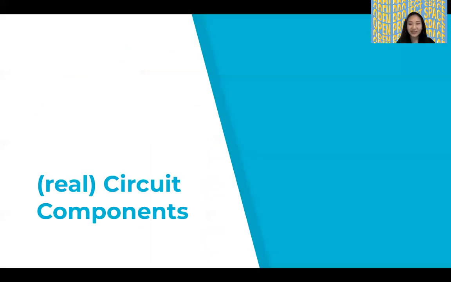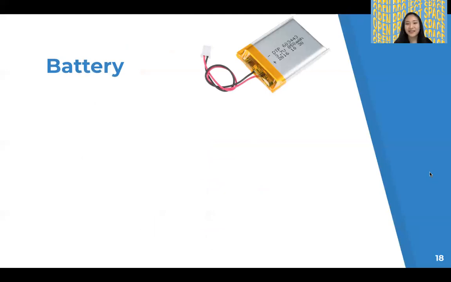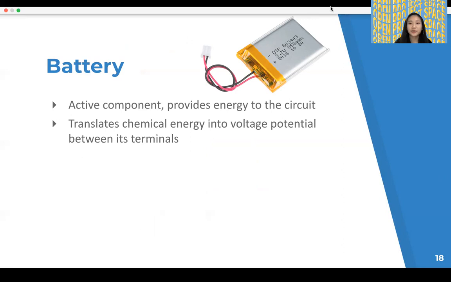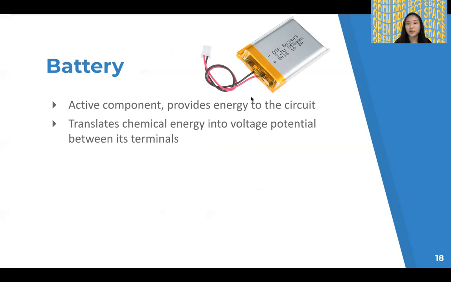Yeah, okay. Now we'll move on to circuit components in real life. So we have a battery here. A battery, as I've said before, is an active component providing energy to the circuit. And it basically translates chemical energy into voltage potential between its two terminals.